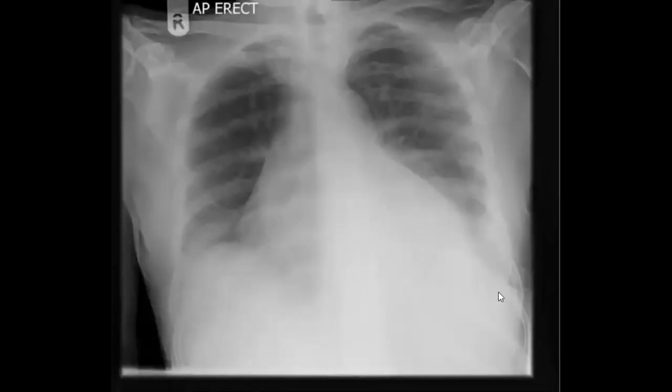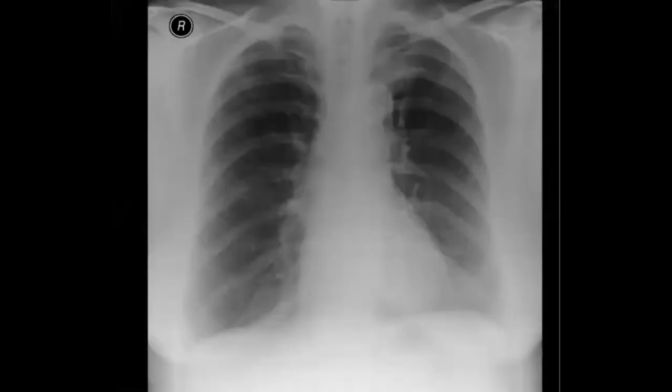Again, this is another type of collapse. Again, the same one, left lower lobe collapse. Another type of image, you can just see how the retrocardiac area looks. Okay, very critical.